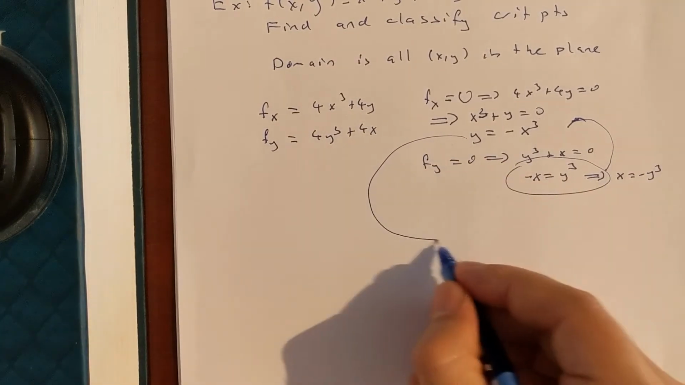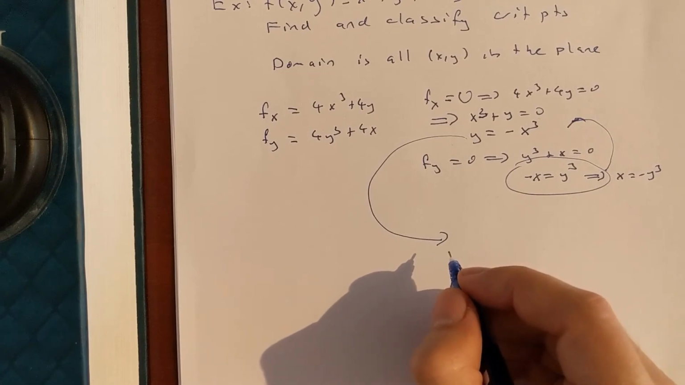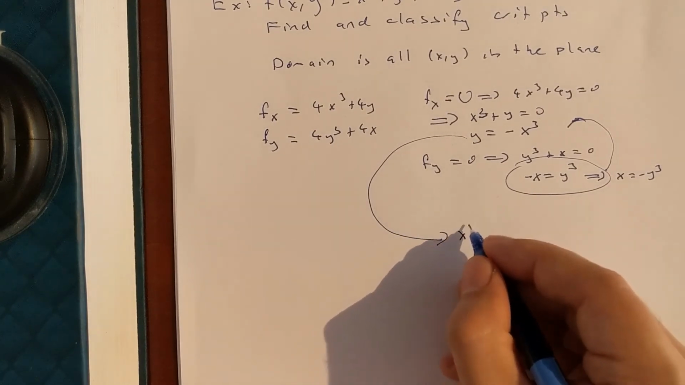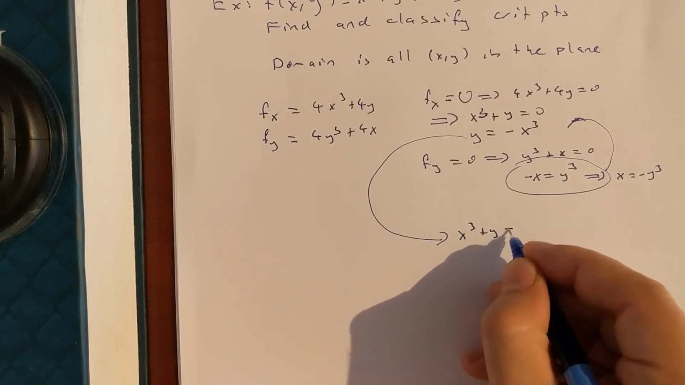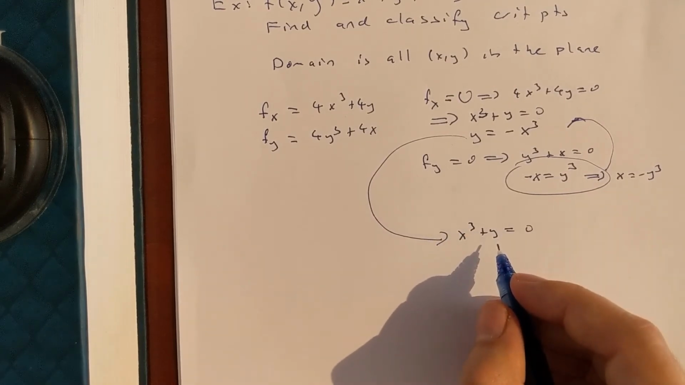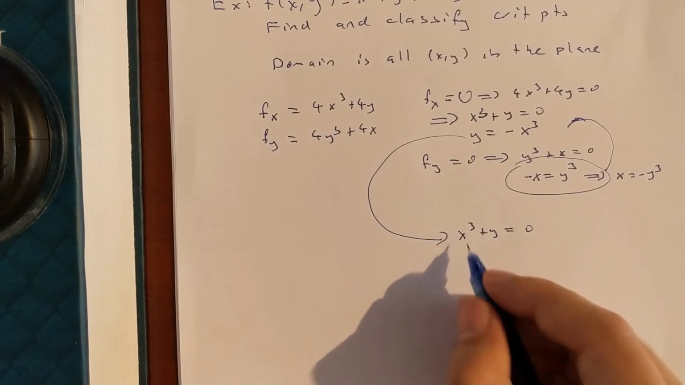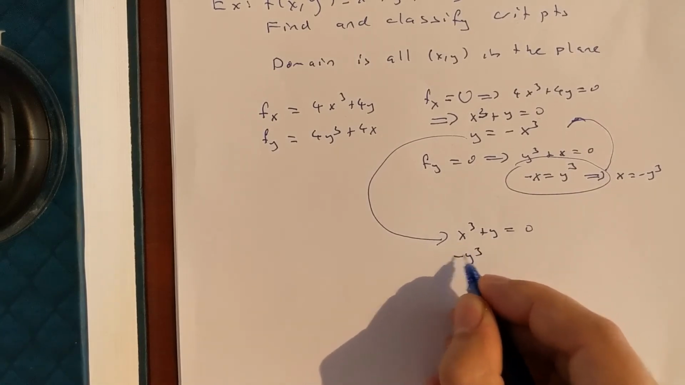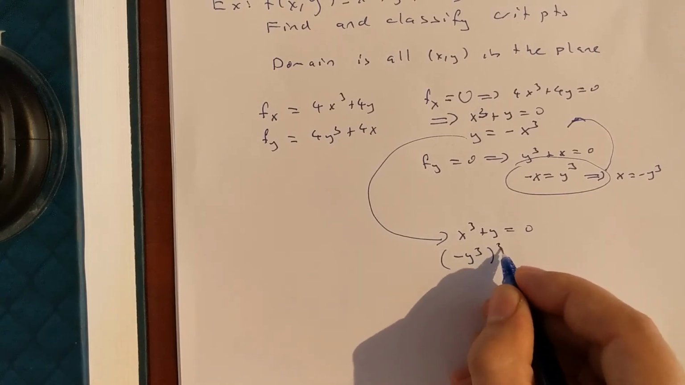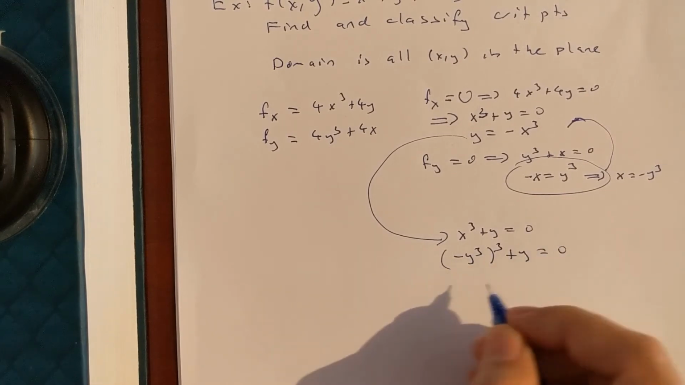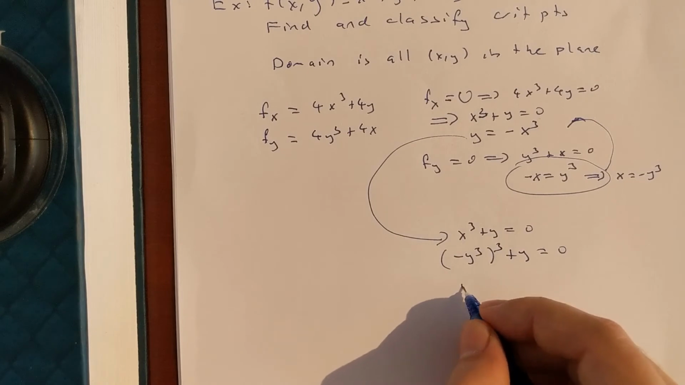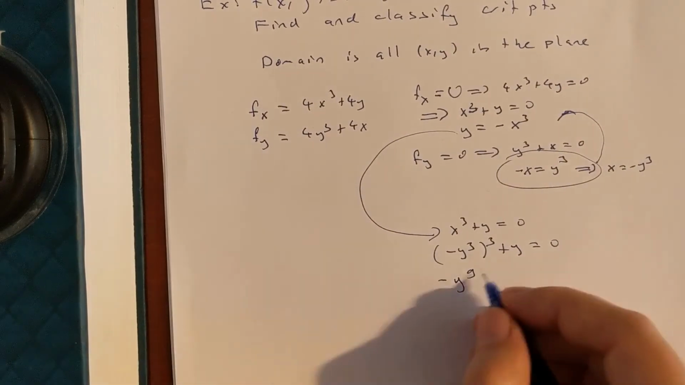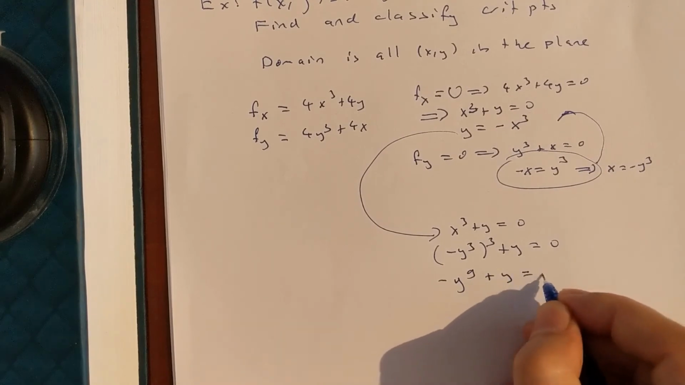So if we plug it into this equation now, we had x cubed plus y was equal to 0. But for x, instead of x cubed, I can write minus y cubed, the whole thing cubed, plus y is going to be equal to 0. So I have minus y to the 9 plus y is equal to 0.